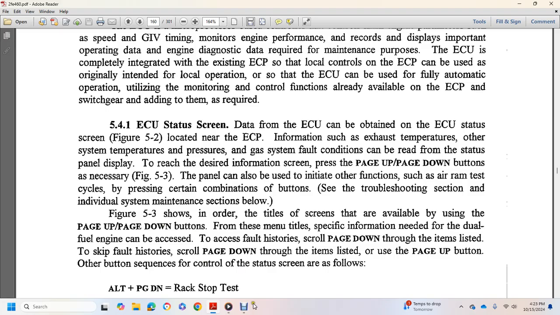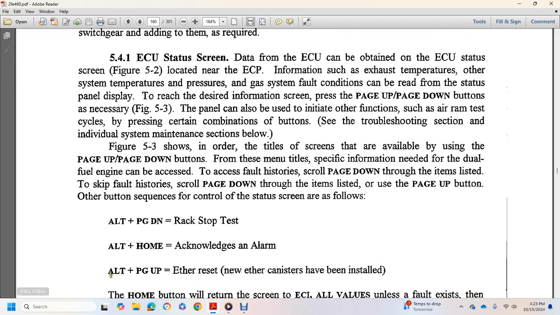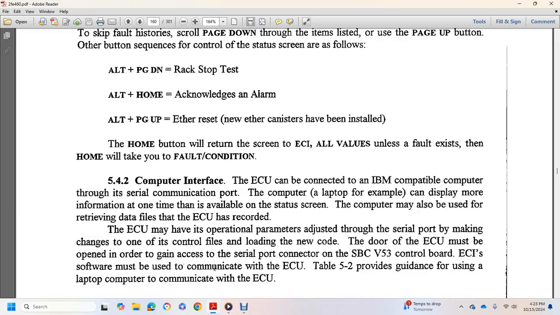To access fault history, scroll page down through the items listed, and use the page up button. Other buttons: sequence control, the status signature files. Alt page down, rack stop button. Alt home acknowledges alarm. Alt page up either resets, or a new ether canister has been installed. The home button will return to all ECI values unless a fault exists, then home will take you to the fault condition.